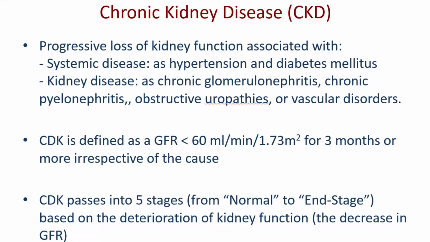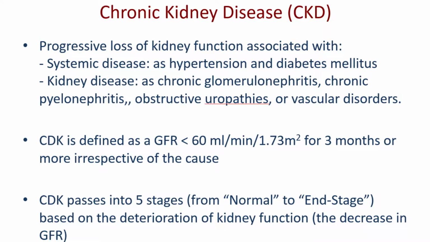Chronic kidney disease. That used to be called chronic renal failure. Now we call it chronic kidney disease. And as I said, chronic kidney disease or chronic renal failure is the deterioration of the glomerular filtration rate over a long time. And this can occur due to causes in the kidney or systemic diseases. The two most common systemic diseases that lead to chronic kidney disease are diabetes and hypertension.